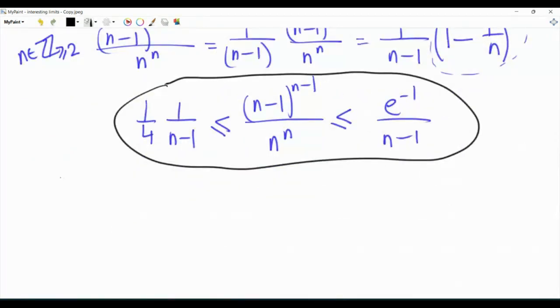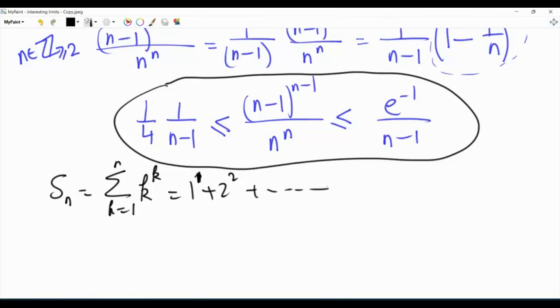Let's go back to our summation. Our summation is Sn, which is the summation for k from 1 to n of k to the power k, which is 1 to the 1 plus 2 to the 2 plus ... plus (n-1) to the power n-1 plus n to the n. Definitely this summation is greater than n to the n. n to the n is just one term in this summation.